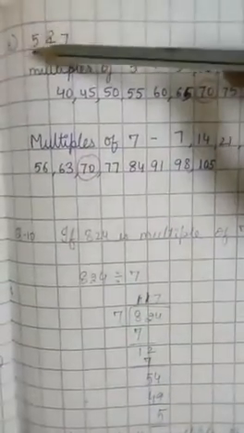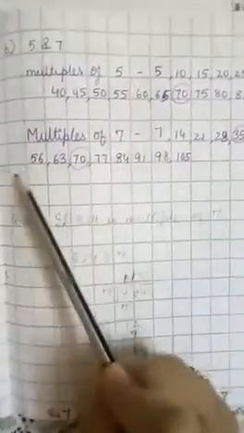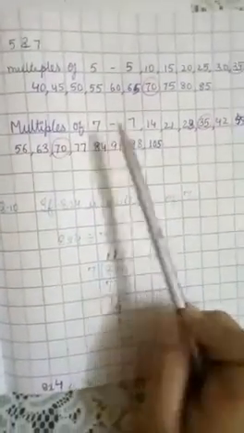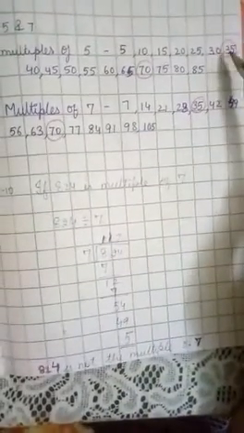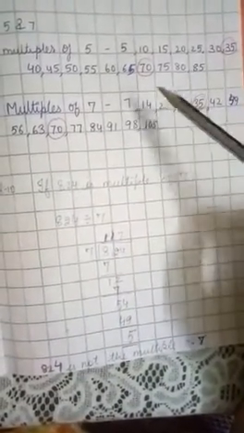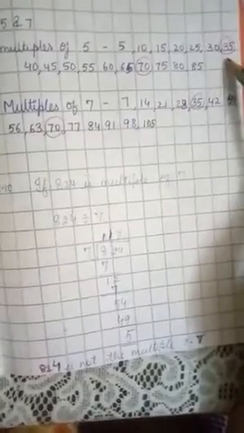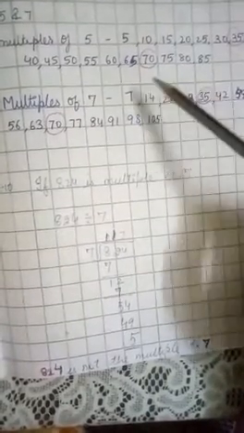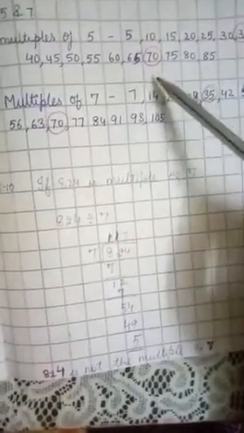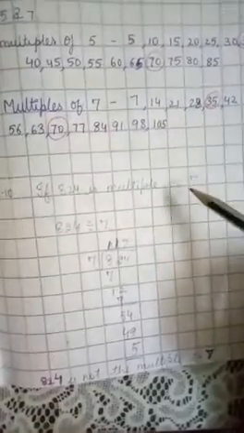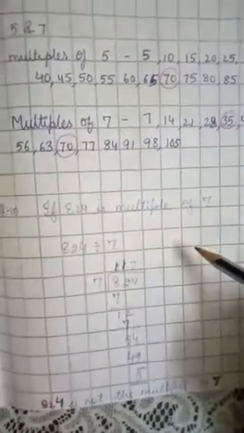Let's take one more example. First two common multiples of 5 and 7. Here we will write the multiples of 5 and multiples of 7. So the first two multiples which are common in both the numbers are 35 and second will be 70. Okay, third one you have to do on your own, part C.